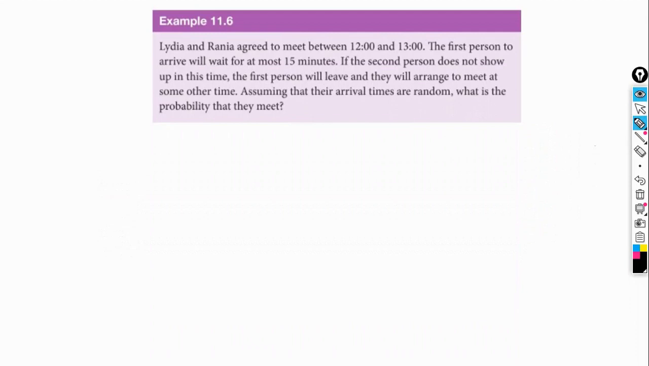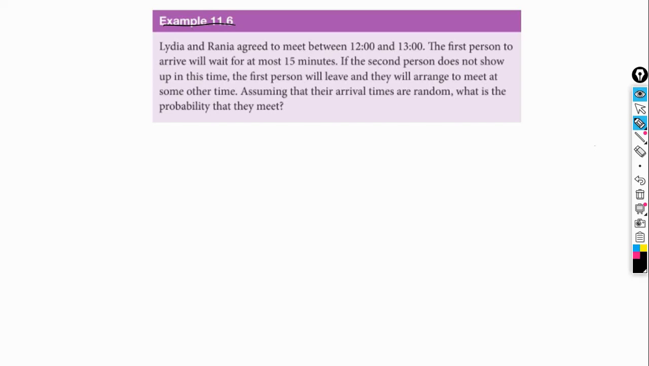Now let's focus on example 11.6. It says, Lydia and Rania agreed to meet between 12 and 1 p.m. The first person to arrive will wait for at most 15 minutes. If the second person does not show up in this time, the first person will leave and they will arrange to meet at some other time. Assuming that their arrival times are random, what is the probability that they meet?